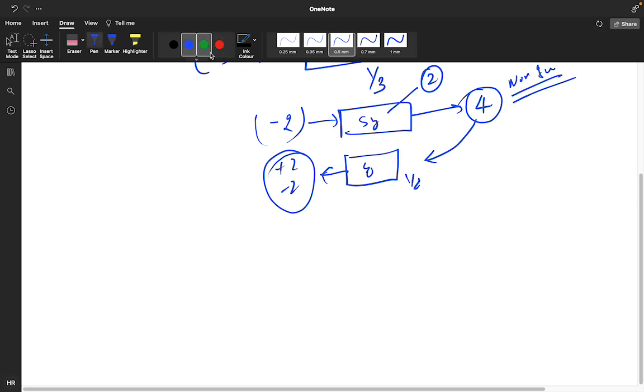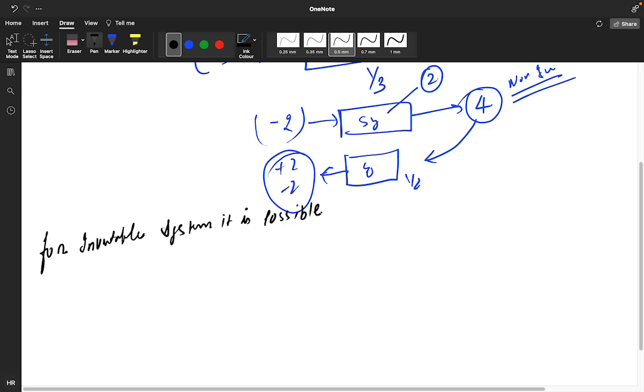So what is the meaning of this? For an invertible system, it is possible to design an inverse system.